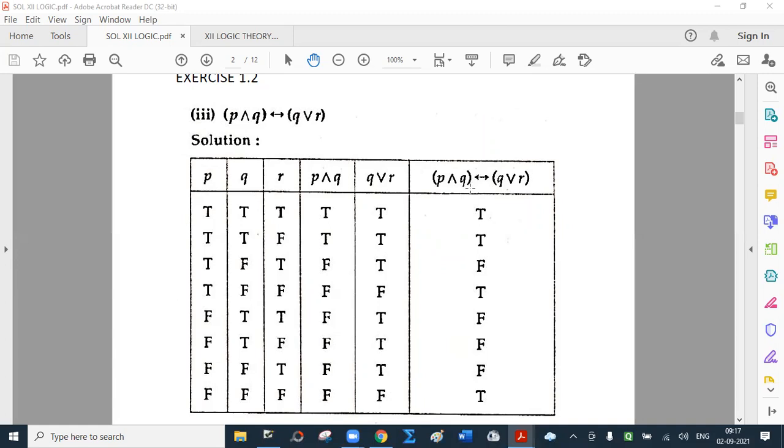And finally, biconditional of these two. Now biconditional is true when both truth values are the same. True, true, true. True, true, true. False, true, false, and so on. So these are the entries in the last column.